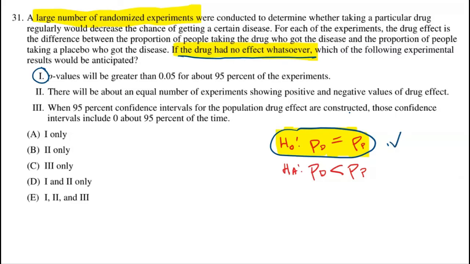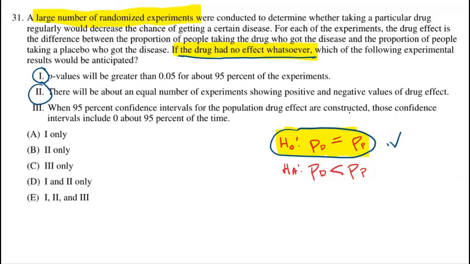Experiments are going to vary. So sometimes you might see the drug being better, and the proportion of people taking the drug actually had lower results. But other times you might see the placebo group have lower results. The idea is that, if there really is no difference, you're probably going to see some experiments that show a positive effect and some that show a negative effect. And that's what's convincing you that, oh my gosh, I guess there's no difference between these two drugs, the drug and the placebo. So that's going to be true as well.